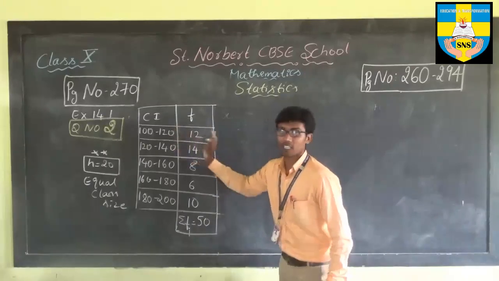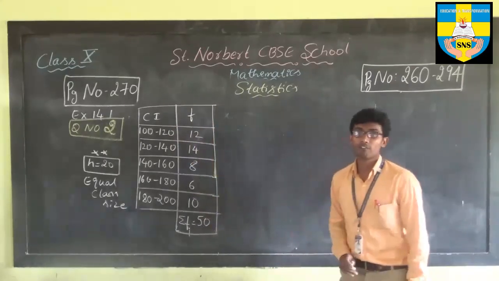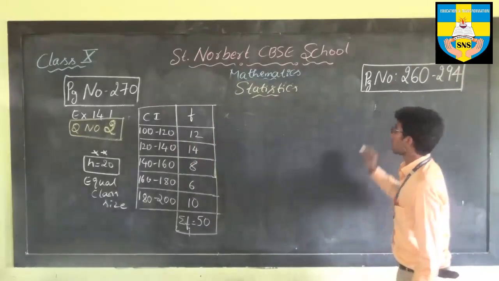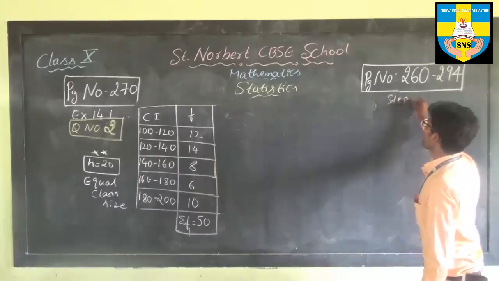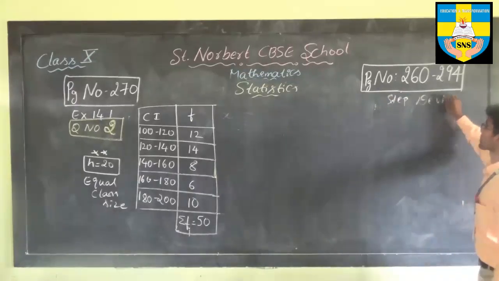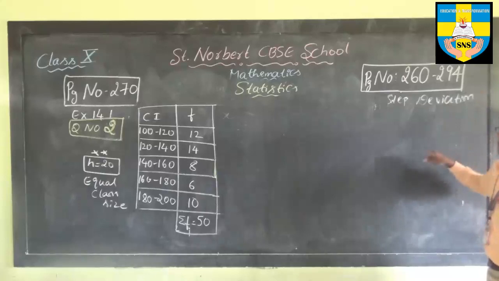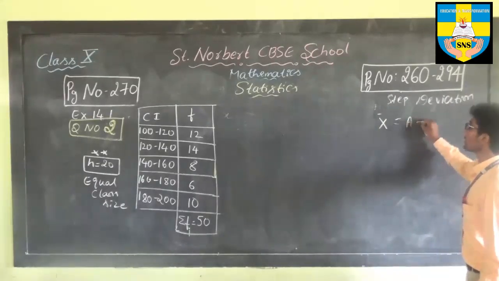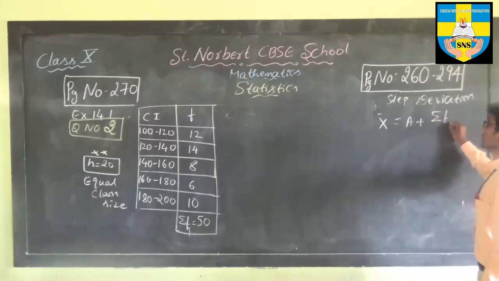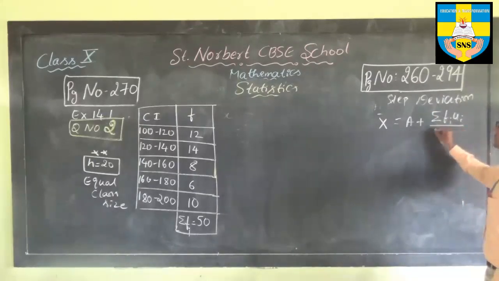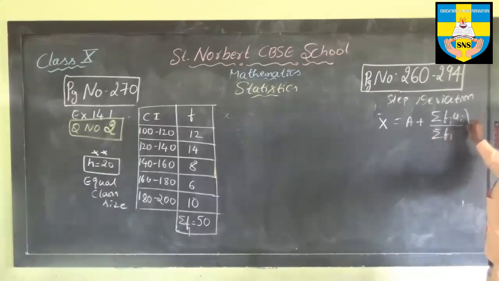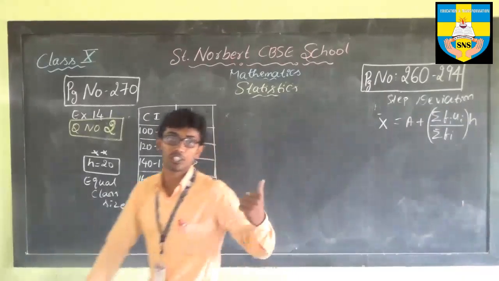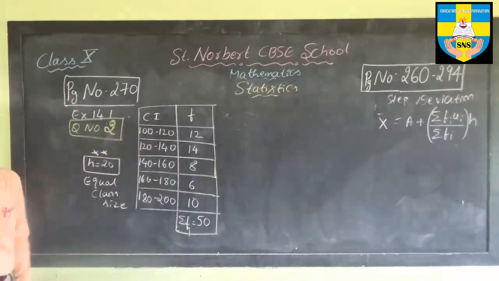These two pieces of information are given. Total frequency will be 50. I am going to solve this problem by the step deviation method. When it is step deviation, x bar is equal to a plus summation of fi ui divided by summation of fi, into h. Remember this formula. Based upon this formula, we are going to make the table.